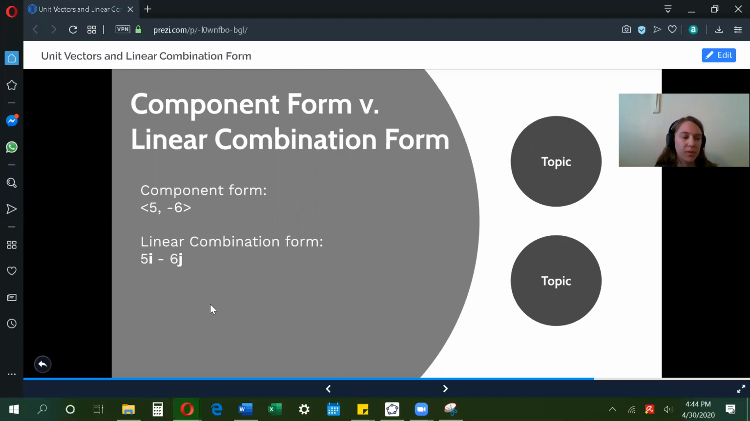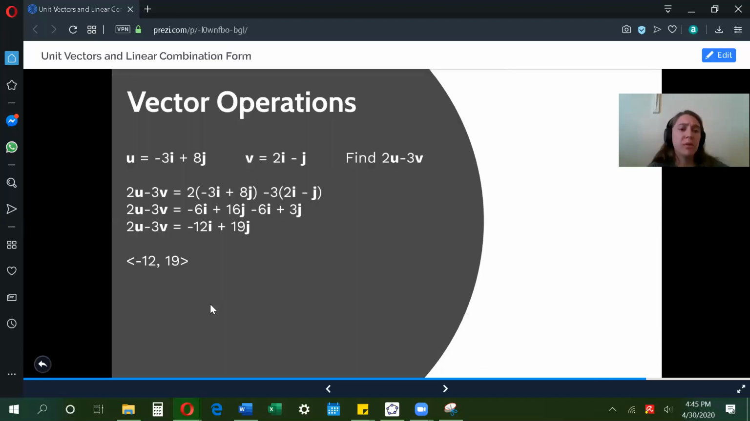The main thing to help with this is to use linear combination form for vector operations. Sometimes it can be a little easier. In the following case, if you have vector u is negative 3i plus 8j, and vector v is 2i minus j, and you're asked to find 2u minus 3v, you can just follow through the steps like this. You can either use component form or linear combination form to represent, and it's pretty easy to go back and forth between the two. But in this case, you have 2u, so you substitute in u as your vector up here, and you substitute in v.